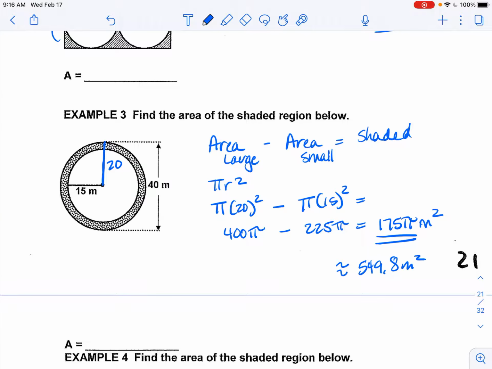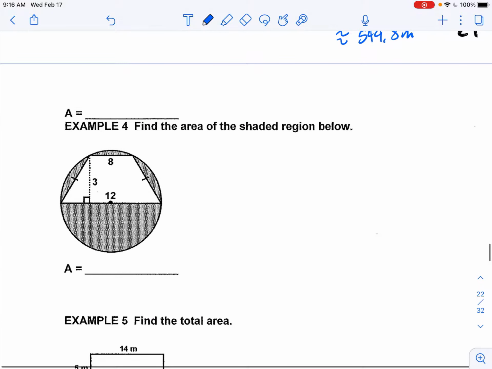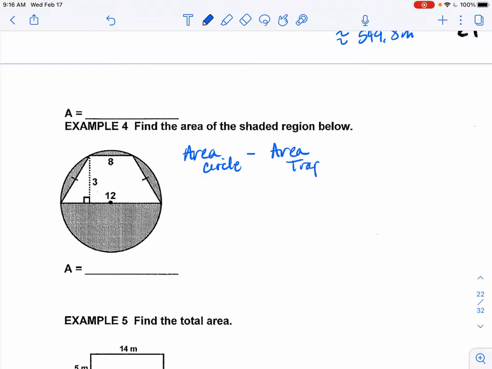Oops. Let's take a look at example 4. Find the area of the shaded region below. Okay, so we have a trapezoid this time. If I want to find the area of the shaded, let's find the area of the circle, and then we'll subtract out the area of the trapezoid. So that's the plan. Area of the circle minus area of the trapezoid. And that'll give me the shaded.